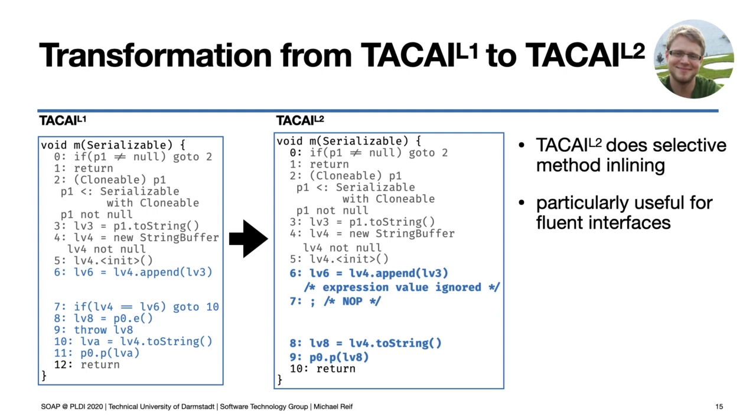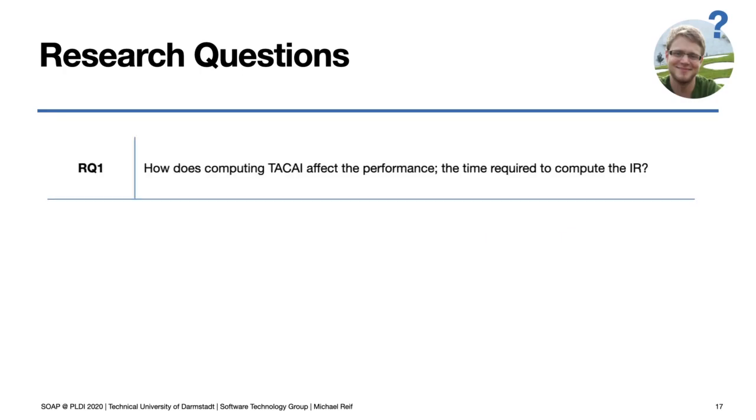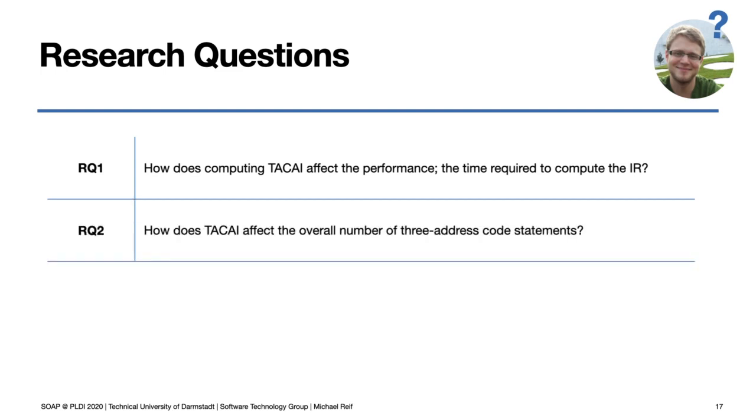And next we can jump into our evaluation. To evaluate it, we had several research questions. At first we wanted to know whether the performance of TACAI is still reasonable, because we have to perform abstract interpretations and we wanted to know if it's fast enough and feasible. Then we asked ourselves how the improvement in domains and using more precise domains influences the number of the three-address code statements in general.